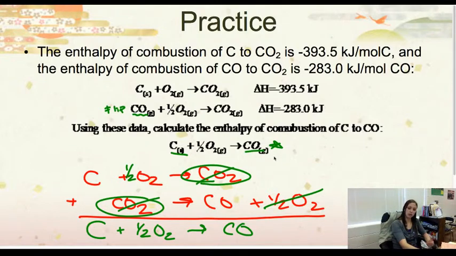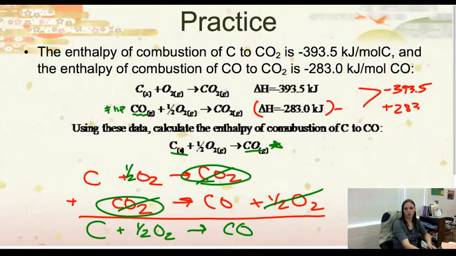So what do I have to do to these two to get that? Well, all I did was flip this one. So all I do is flip it, make that one the opposite sign, and then add them together. So negative 393.5 plus 283, because I flipped that bottom one, which gives me an overall of negative 110.5 kilojoules.